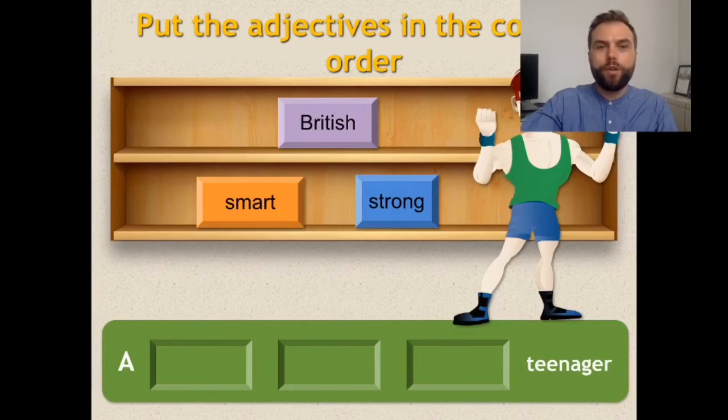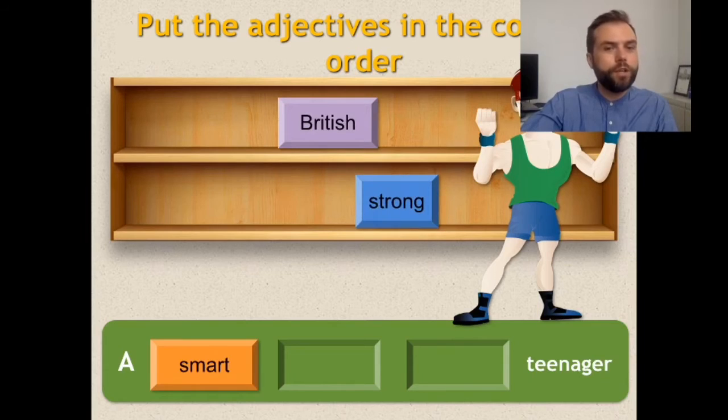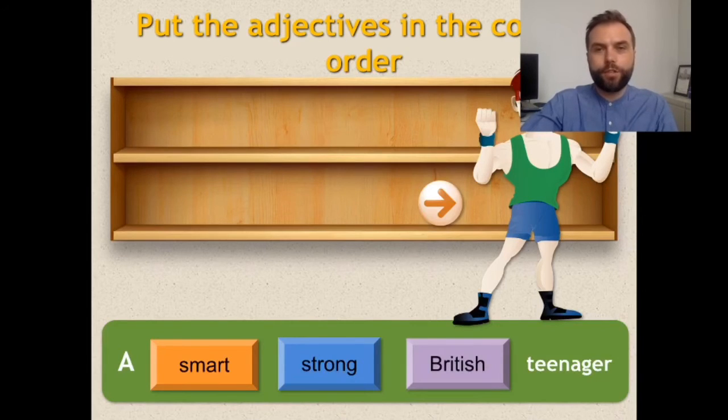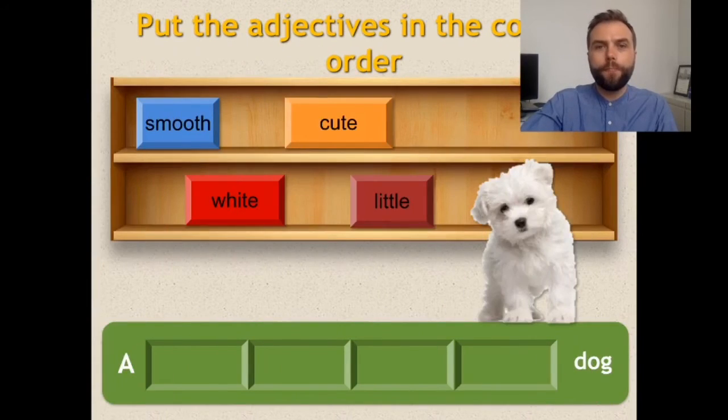Okay, let's move on. Okay, so we've just got 3 adjectives here. Something, something, something teenager. Not British, not strong. A smart, strong, British teenager. So there's the correct adjective order.